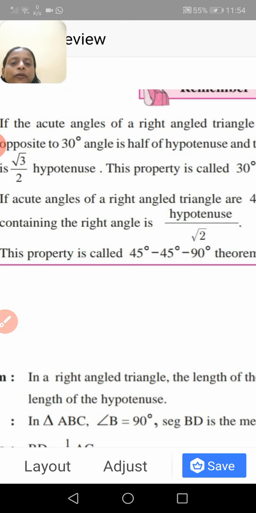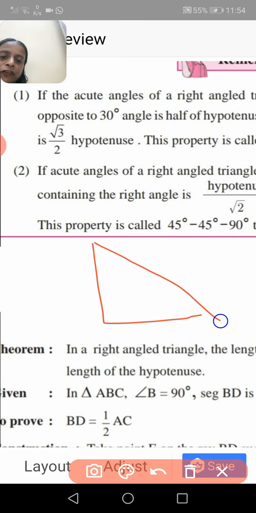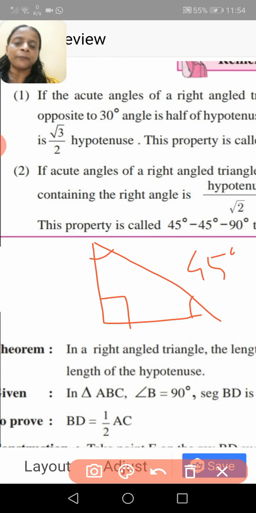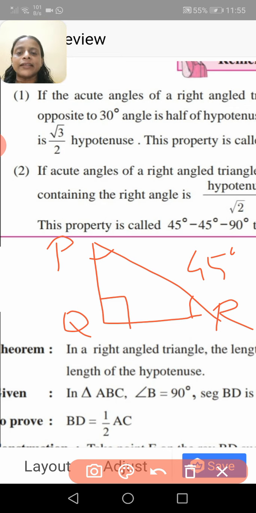Then next is 45, 45, 90 degree theorem. Definitely I hope you understood the concept. What is 45, 45, 90 degree? In a right angle triangle, apart from the 90 degree, if both angles are marked 45 degree each, okay, understood what I am telling? In triangle, let this be PQR. In this triangle, if both P and R are 45 degree each, then we say that this is a 45, 45, 90 degree right angle triangle.